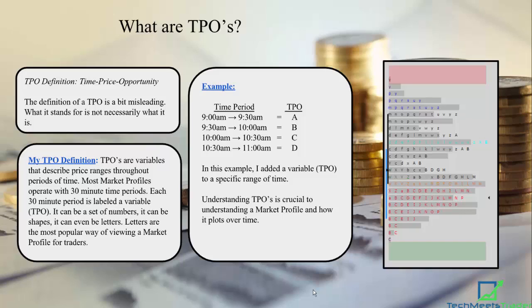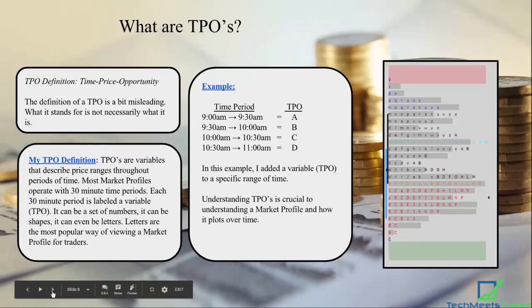From 9:30 a.m. to 10 a.m., we're going to say it's letter B. From 10 a.m. to 10:30 a.m., we're going to say letter C. From 10:30 a.m. to 11 a.m., we're going to say letter D. In this example, I added a variable, or a TPO, to a specific range of time, a 30-minute range of time. Understanding TPOs is crucial to understanding a market profile and how it plots over time.